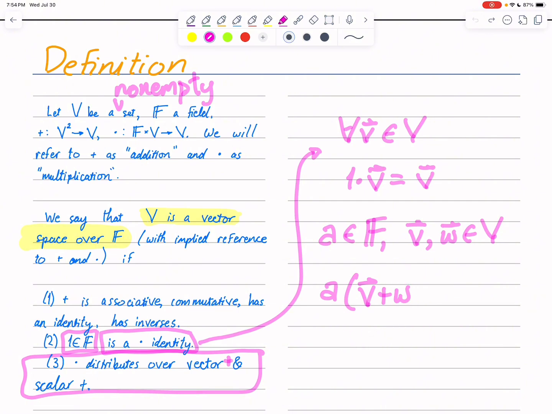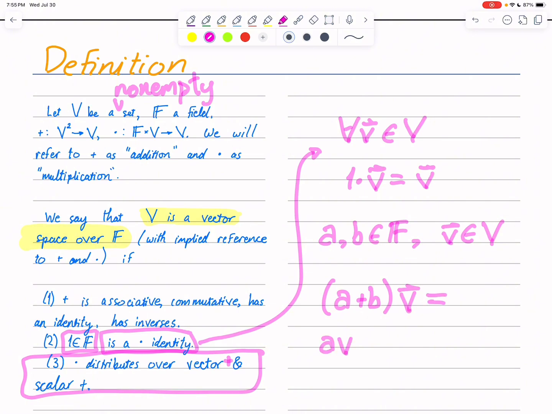Then we've also got distribution over scalar plus. This is a very similar but technically slightly different requirement: if you do the plus operation in the field this time, not the vector addition but the scalar addition, so you have two scalars added together, and the whole thing is multiplying a vector, then the vector can distribute into the scalar sum. That's multiplication distributing over the scalar sum.